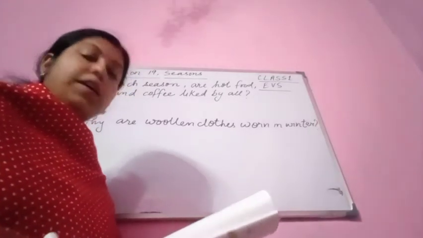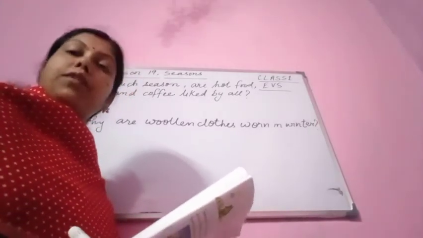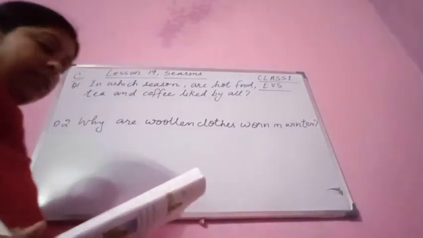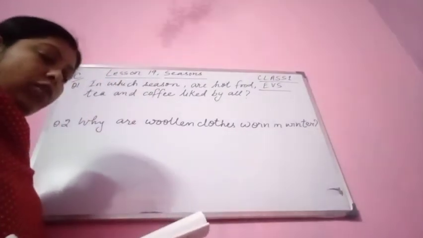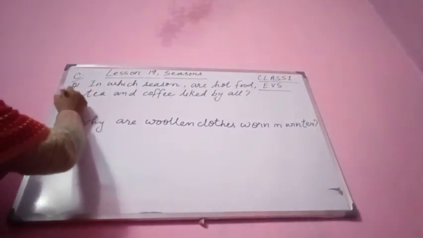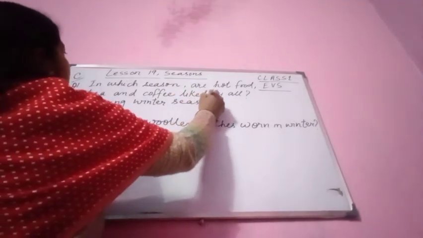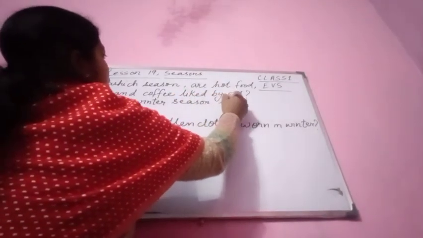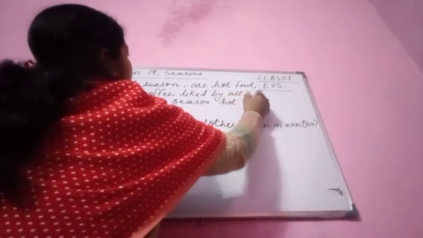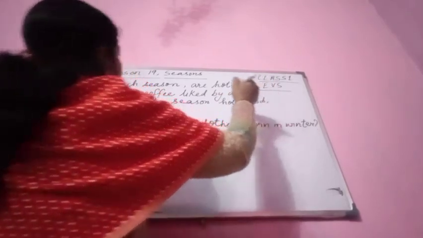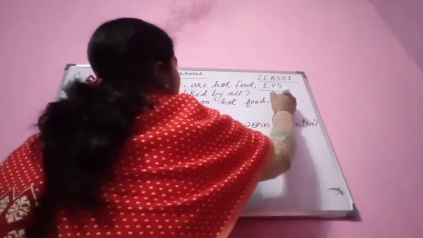Children, please see, we are doing exercise C. This is answer the following questions. In which season are hot food, tea and coffee liked by all? So you write down here during the answer, during which season? So during winter season, hot food, tea and coffee are liked by all.